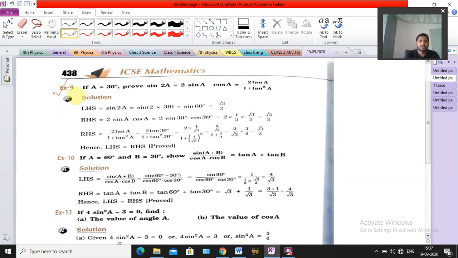See, the first question is telling: if A equals 30 degrees, prove sin 2A equals 2 sin A cos A equals 2 tan A by 1 plus tan square A. Okay, a very important question. What is the given data? A equals 30 degrees is given. First we have to prove that sin 2A equals 2 sin A cos A. After that we have to prove 2 tan A by 1 plus tan square A. That also we have to prove. Okay, clear?